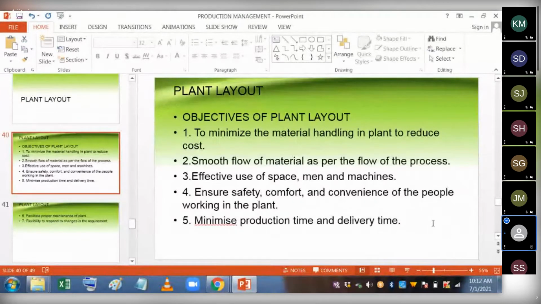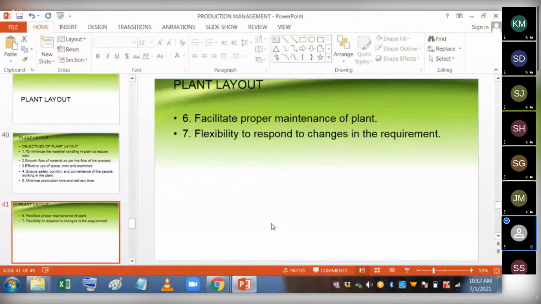Minimize production time and delivery, obviously it goes with all these. Facilitate proper maintenance of the plant. The maintenance people must be able to access the machine from all sides. Flexibility to respond to changes in the requirement.